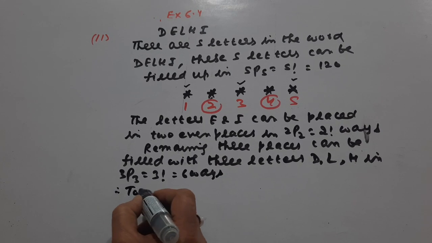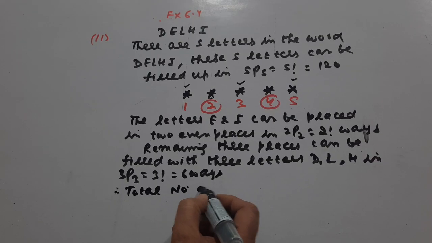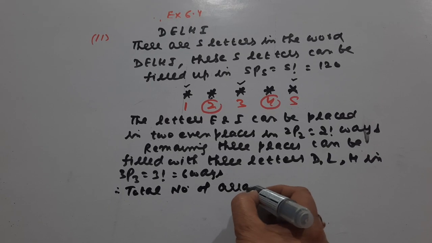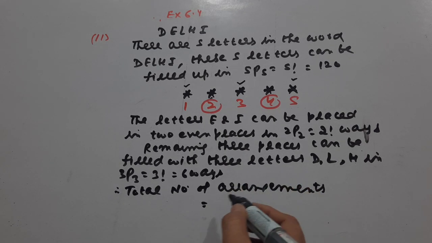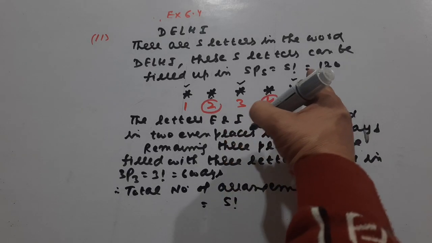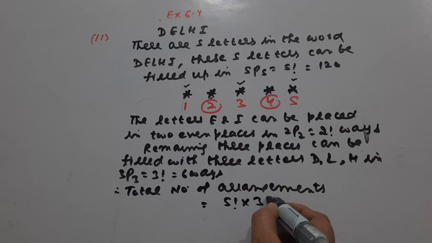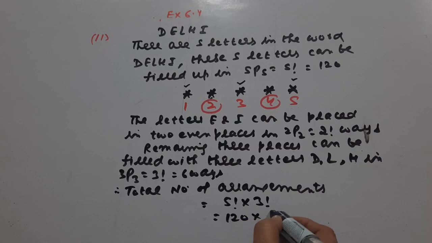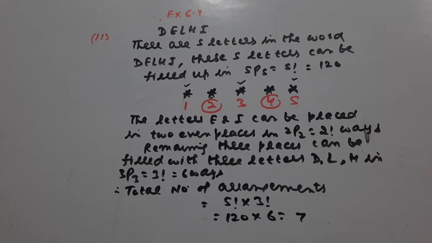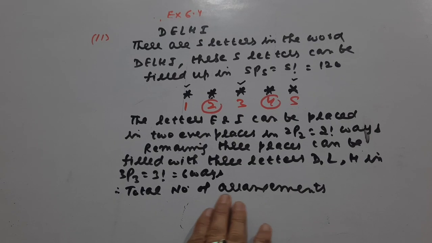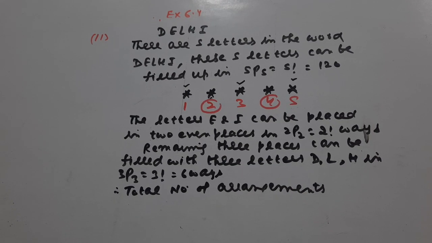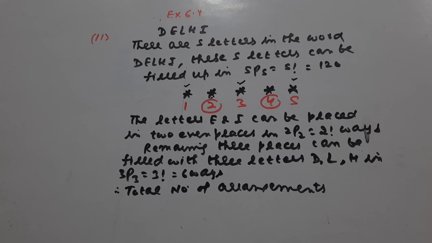So therefore total number of arrangements, this is equal to 5 factorial from here and 3 factorial. So this is equal to 120 into 6. Students, the question was that in how many ways can the letters of the word daily be arranged so that E and I always occupy even places.